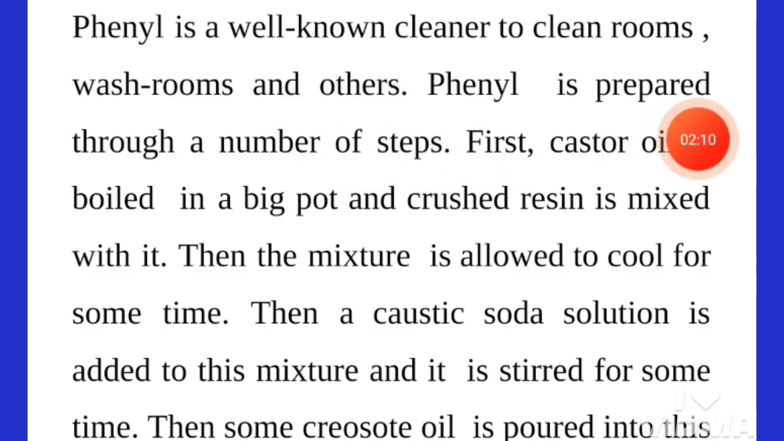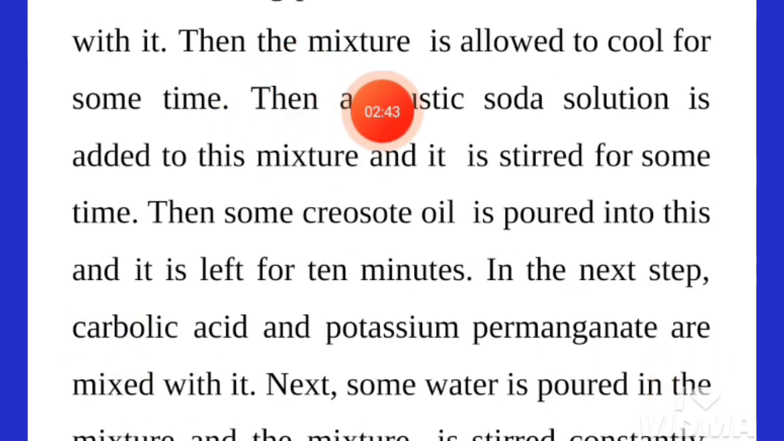Phenyl is prepared through a number of steps. First, castor oil is boiled in a big pot and crushed resin is mixed with it. All the sentences in this processing will be written in passive voice because we know that process writing is done by writing in passive voice, not in active voice. Most of the sentences will be in passive voice. Then the mixture is allowed to cool for some time.